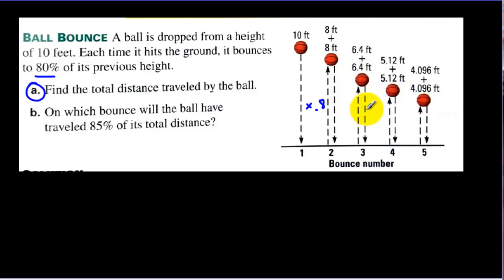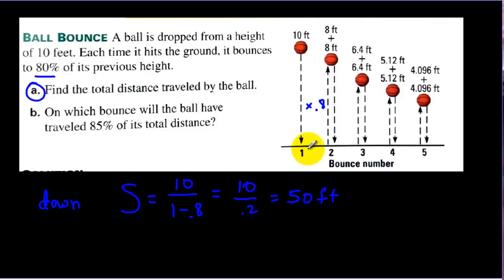But we might want to know the total distance traveled. Now we have down distances and up distances. So for down, our sequence starts at 10. So that's our a sub 1. And our r value is 0.8. So our infinite sum here, because we want it to keep going, is a sub 1, which would be 10, over 1 minus r. Now we know this converges because our r value is less than 1. So we get here 10 over 0.2, which is 50. This is in feet. So our total down distance is 50 feet.